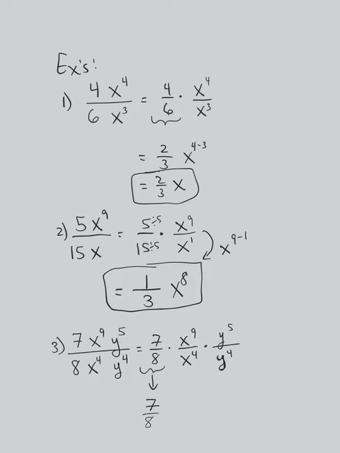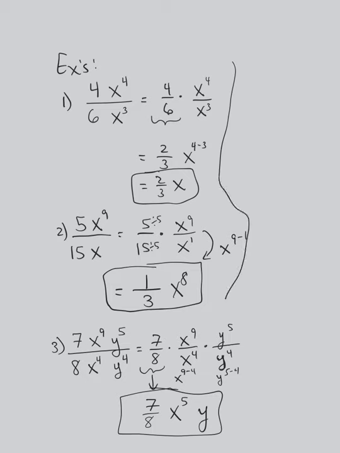Okay, here I do x, I subtract the exponent since I'm dividing, so I have x to the 9 minus 4, that's x to the 5th, and then here I have y to the 5 minus 4, that's y to the 1st, but as always we don't write the 1 there, and so this is what we would list as our answer.